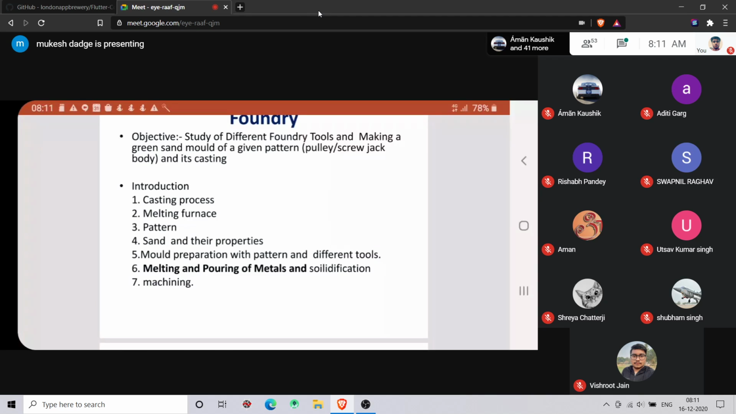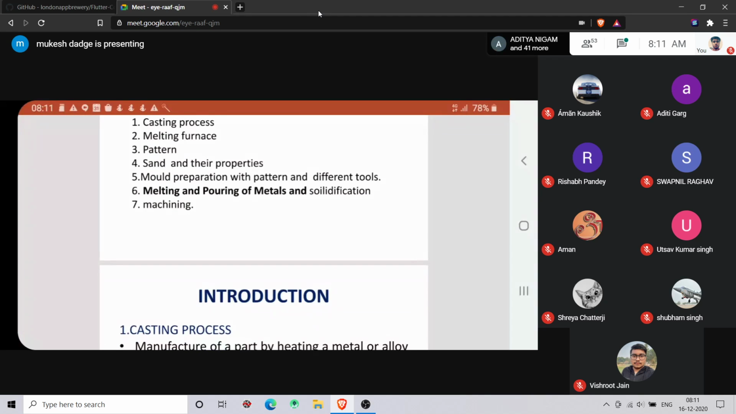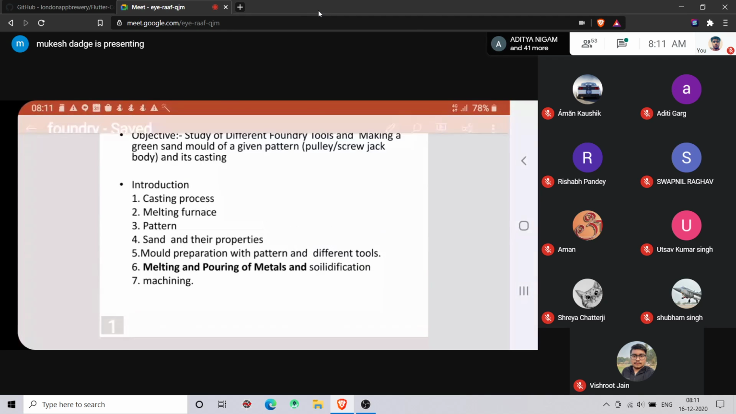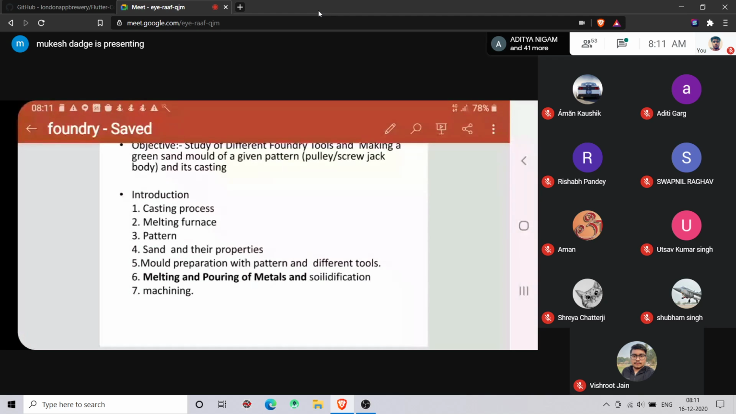After the introduction, I will give you the process to make the mold. Make the mold, and after that you have to write the result, so that you are done with casting virtually and you have got the cast product. I am leaving that to you: the result you have to write on your own.